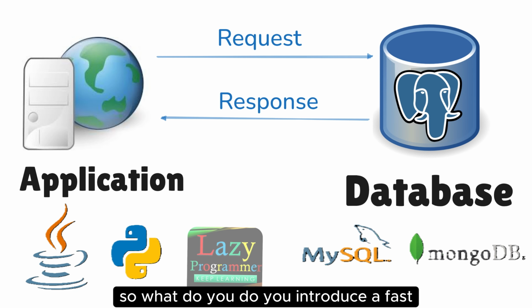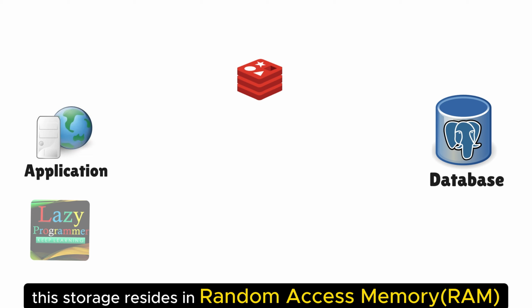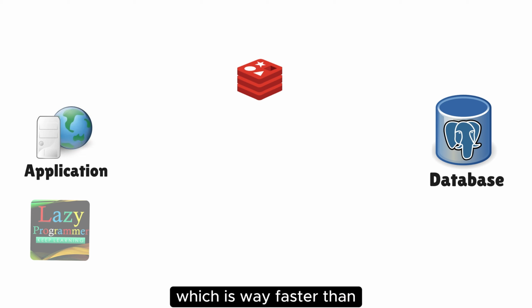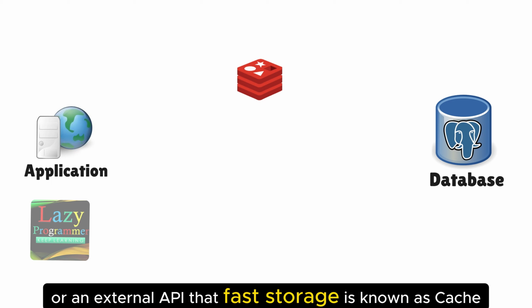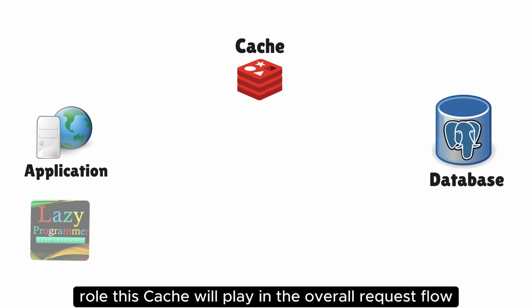So what do you do? You introduce a fast access storage between your application and database. This storage resides in random access memory, which is way faster than accessing the data from a database or an external API. That fast storage is known as cache, and the caching strategies are nothing but what role this cache will play in the overall request flow.